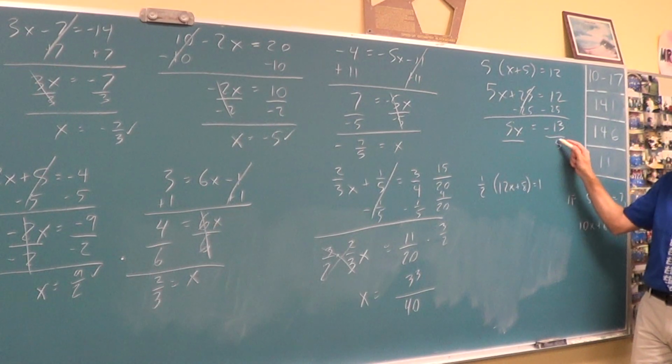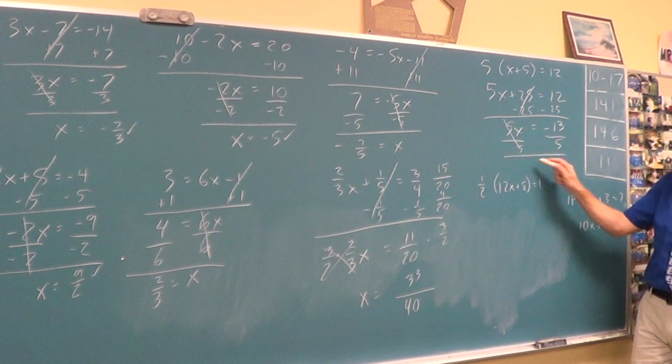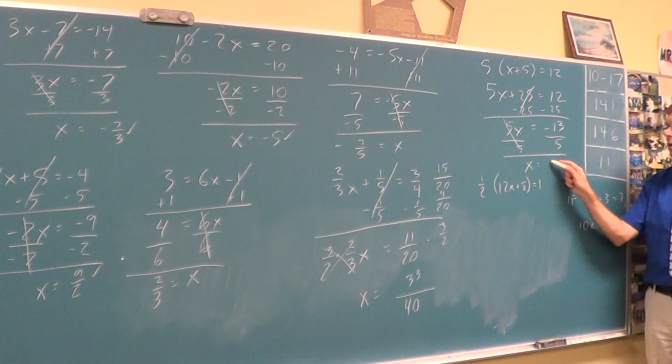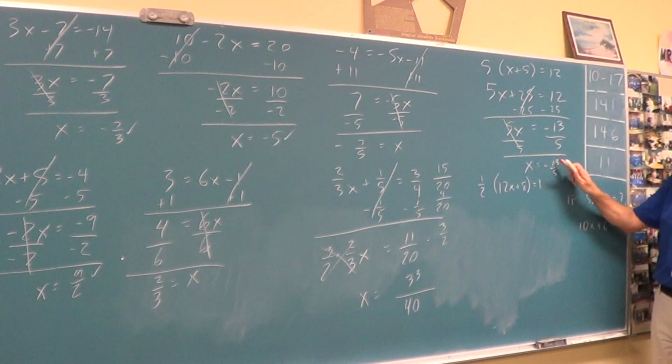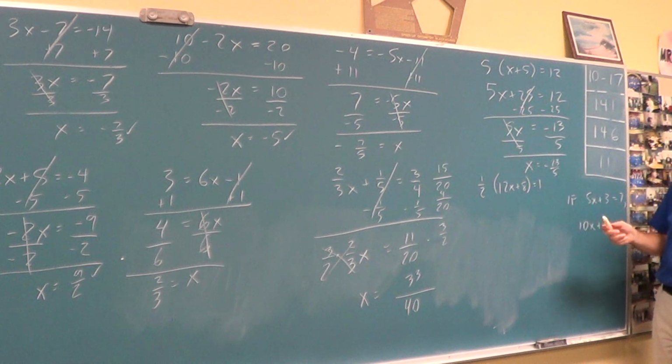Divide by 5s. Zip, zap. Negative 13 over 5. And again, no one cares where the negative goes: top, bottom, front, wherever.